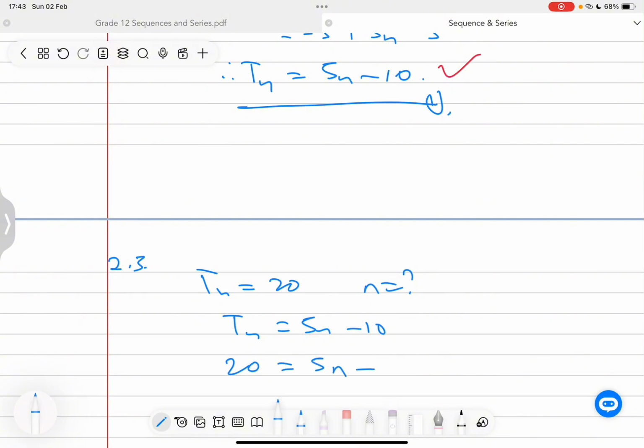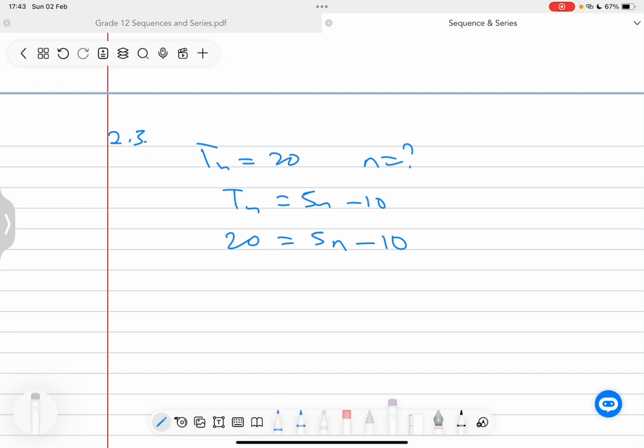So this will be 5n minus a 10. I'm going to take the 10 and put it this side so that I have 20 plus 10. Remember, this negative would change to a positive. Then that should give me a 30. So I'm going to have 20 plus 10, which is 30, and then I'm going to have 5n. Dividing both sides by 5 would ensure that these two cancel and I'm left with n. Now 30 divided by 5, that should be a 6. So we know that at the 6th term, our term would be 20.